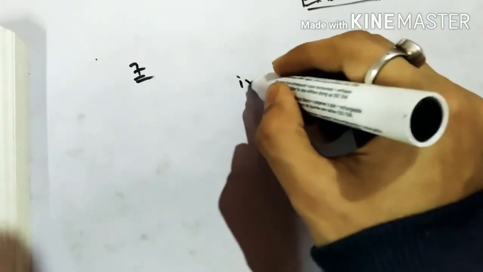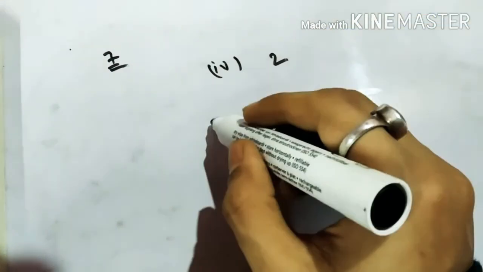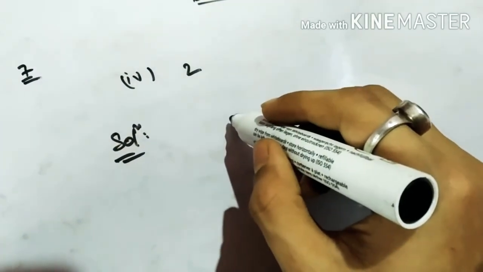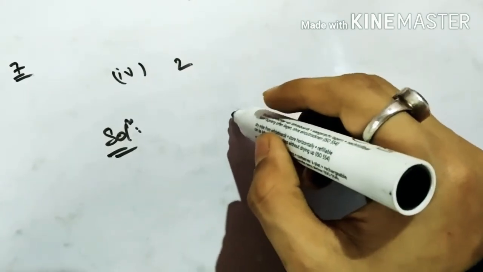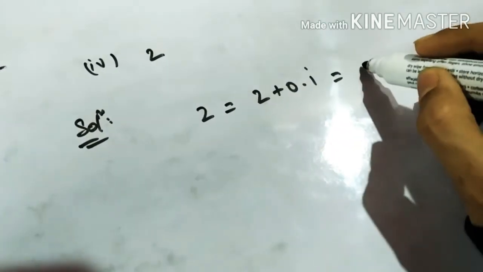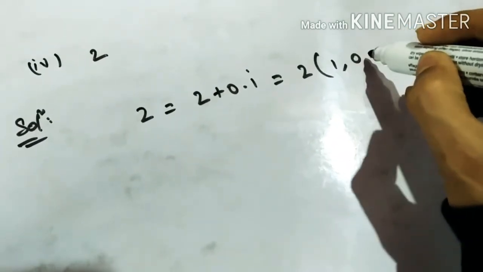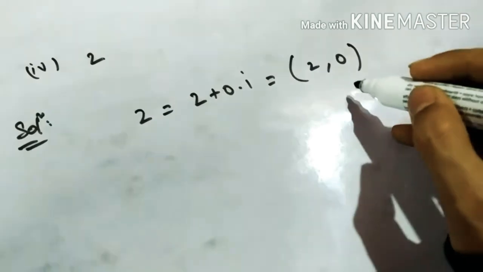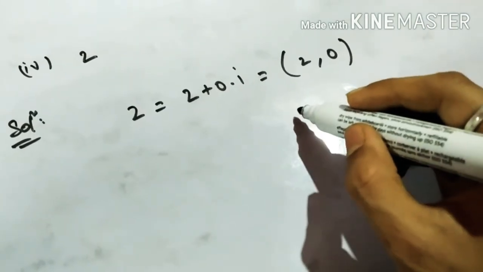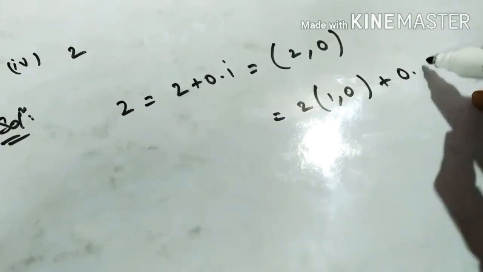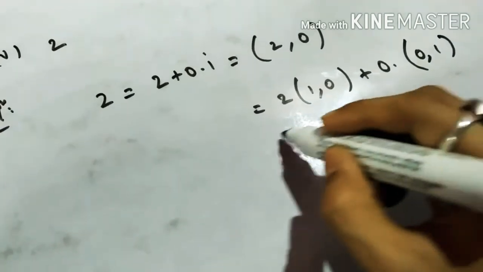Next it is number 4, which is given as 2. So this I can write as 2 is equal to 2 plus 0i, equal to 2 comma 0, which is equal to 2 times (1, 0) plus 0 times (0, 1).